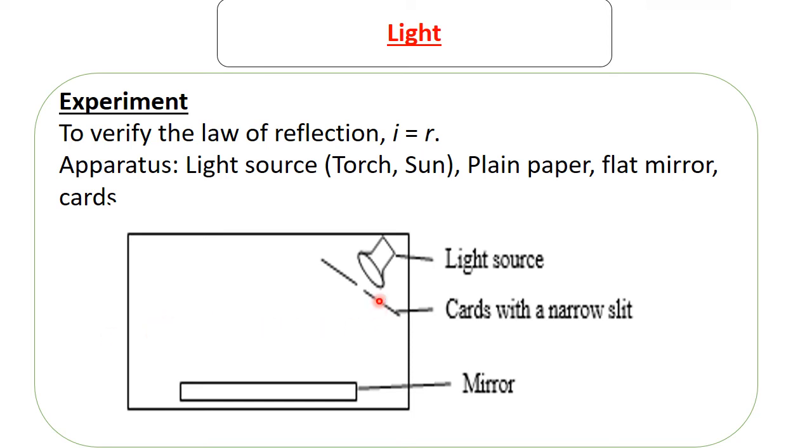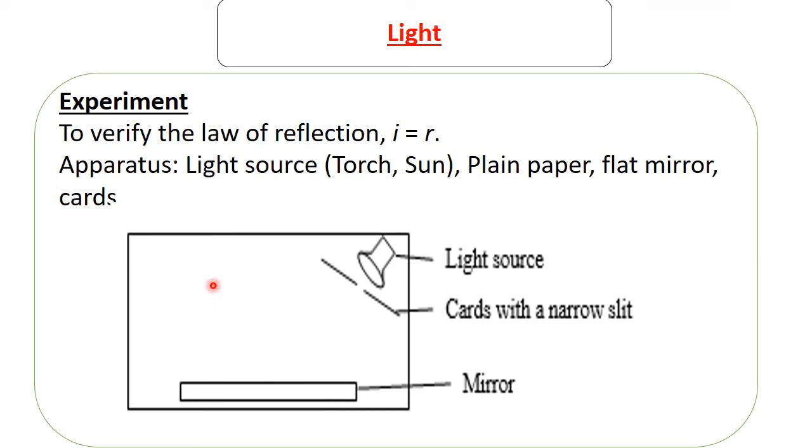So what we're going to have is a plain paper. On the plain paper we're going to put our mirror here, then we're going to get a card. We're going to make a hole here or just a narrow slit so that light can pass. Then we're going to put a light source here. When we do this, only a small amount of light is going to pass here. When it passes, it will be hitting the mirror. When it does that, it's going to be reflected.